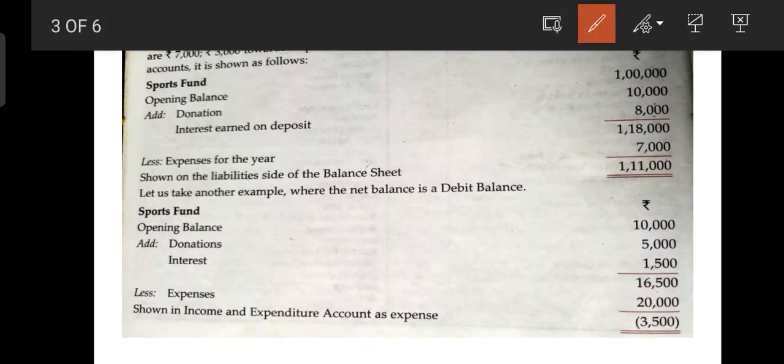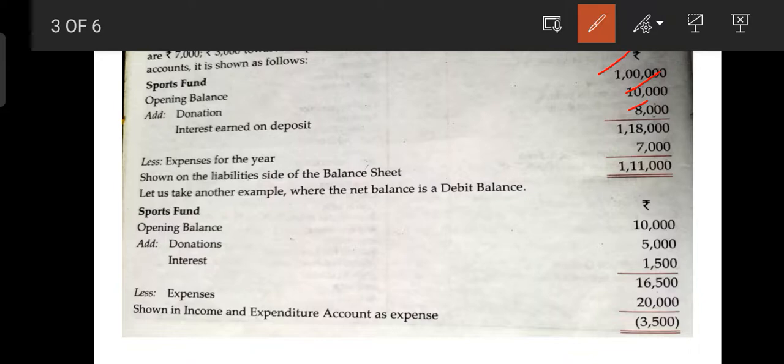Okay, so I have taken sports fund here. You have an opening balance of 1 lakh rupees here, and you're going to add a donation, which is 10,000, a receipt. Then you have another receipt of interest earned on deposit in relation to the sports fund, which is 8,000. So you will add that 8,000 also, and you will get a total of 1,18,000 rupees.